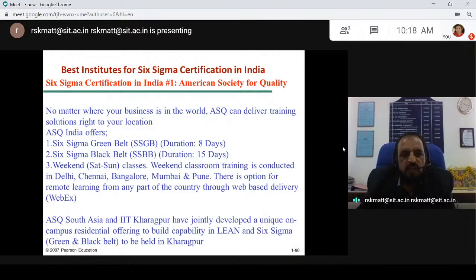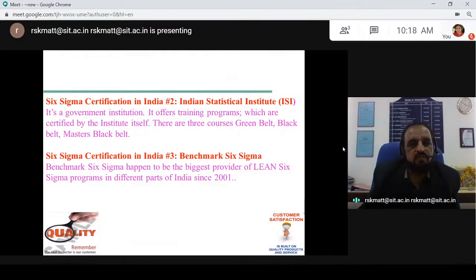And ASQ South Asia and IIT Kharagpur have jointly developed unique campus residential training programs on Lean and Six Sigma at IIT Kharagpur. The second is the Indian Statistical Institute (ISI), which is in Bangalore. It is a government institution that offers training programs where you can get certified. They run 3 courses every year: green belts, black belts, master belts. And third, the Benchmark Six Sigma. It's another agency which certifies Lean Six Sigma certification.